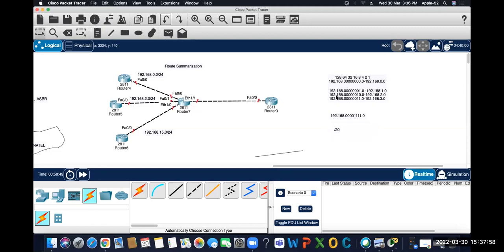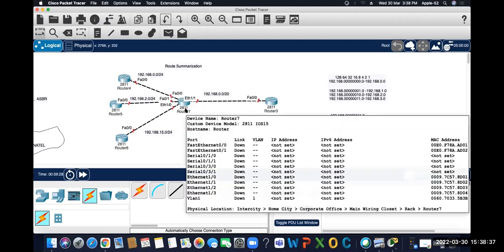20 bits are the same. That means instead of writing /24, if this router 7 shares this information with router 3, router 3 will come to know that from 192.168.0.0 till 192.168.15.0, these networks are connected with router 7.